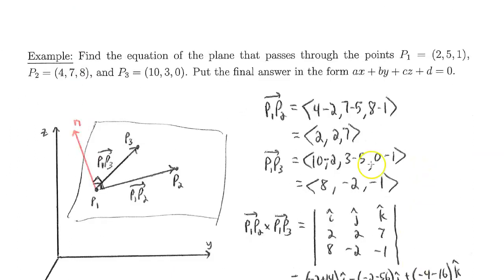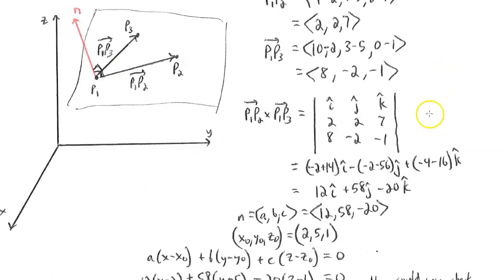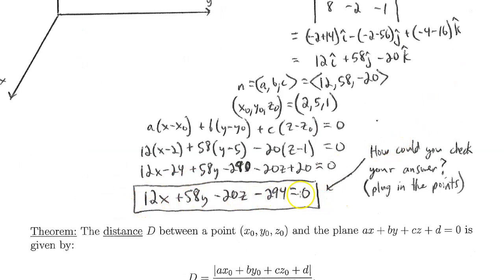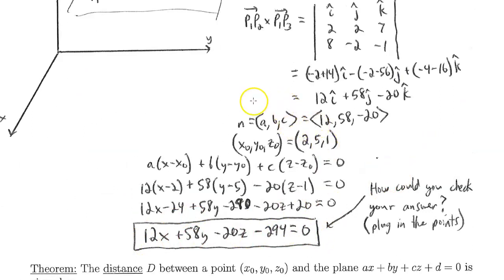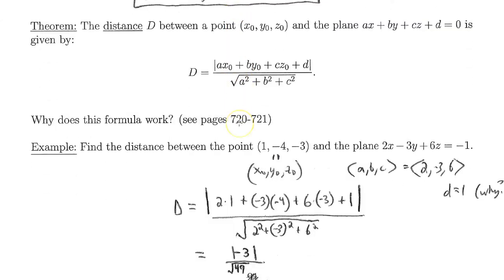In fact, try that for all these. Try it for P2 and for P1. Plug in these for x, y, and z and see if you get a true statement, and you should. That's a quick way to check your answer. And by the way, it's very easy to have made a mistake, so it's a good idea to check your answer. One other thing that the book talks about here is the distance between a point and a plane.